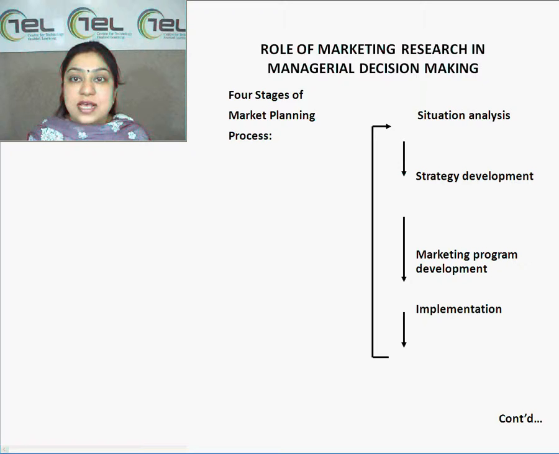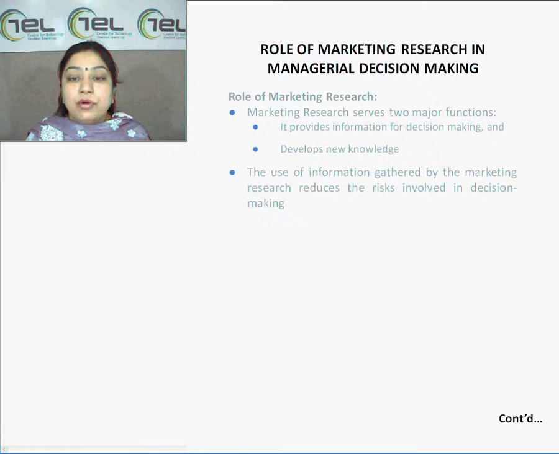Now, all this process is done on the basis of your marketing research. You conduct a marketing research, you gather your data, and you send that data to the organization. The organization's decision makers take decisions on that particular strategy, and then they actually bring the product into the market. Now, what is the role of marketing research?